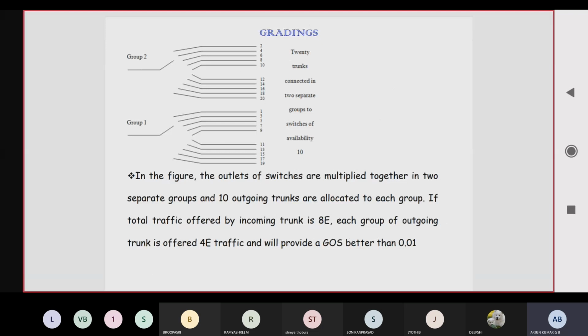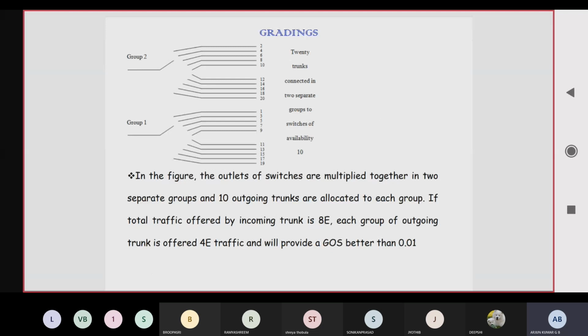We make a group 2 of these, and 1, 3, 5, 7, 9, 11, 13, 15, 17 and 19, the odd numbers. The odd-numbered 10 lines will make group 1. The even-numbered 10 lines will make group 2. There are 20 trunks connected in 2 separate groups of switches.